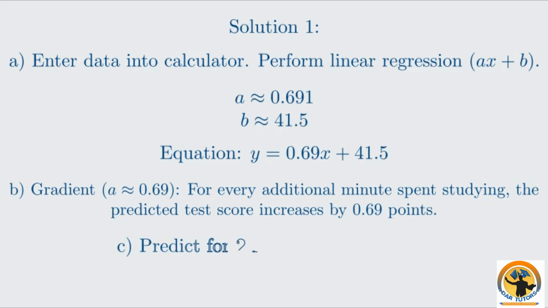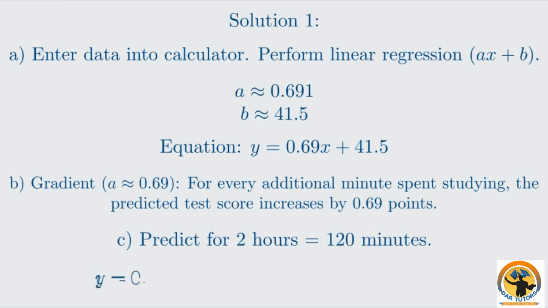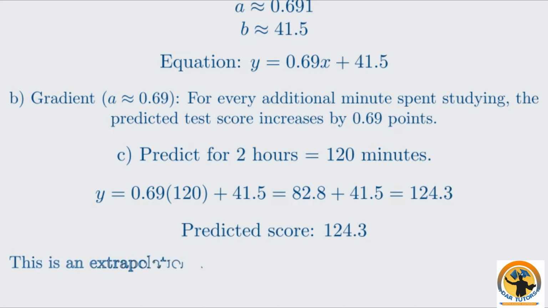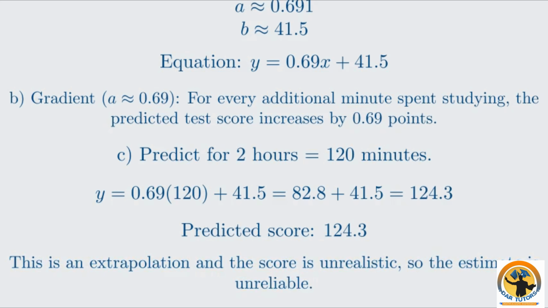For part C, we need to predict the score for 2 hours of study. Since x is in minutes, we convert 2 hours to 120 minutes. Substituting x equals 120 into our equation, we get y equals 0.69 times 120 plus 41.5, which is 124.3. This prediction is an extrapolation, so its reliability is questionable, as test scores don't typically go this high.